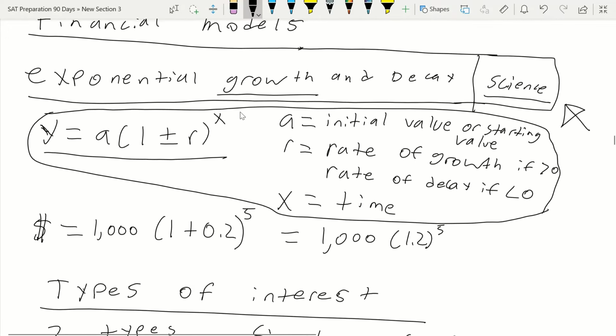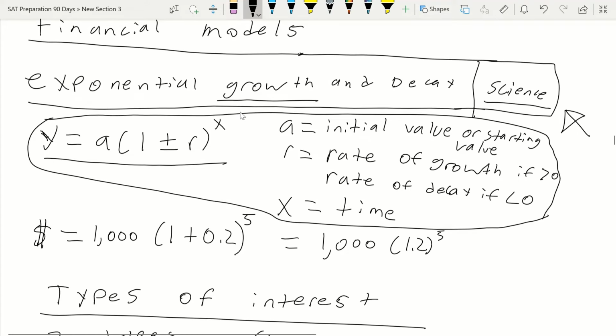All right, next we got into some science and financial models. So first one's a science model, and that's going to be y is equal to a times (1 plus or minus r) raised to the x. So in this equation, we remember that a is our initial or starting value, and this is an exponential growth or decay equation. We have r as our rate of growth if it's positive. So if we have a positive rate of growth, it's going to be 1 plus r. If we have a rate of decay or a negative rate of growth, then we're going to have 1 minus r. So remember that x is going to be time as well.